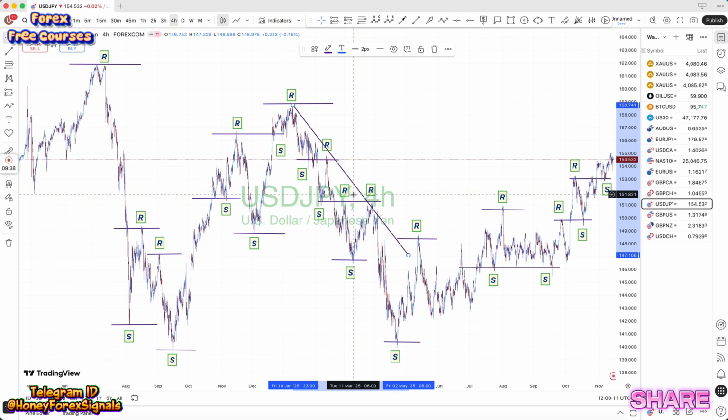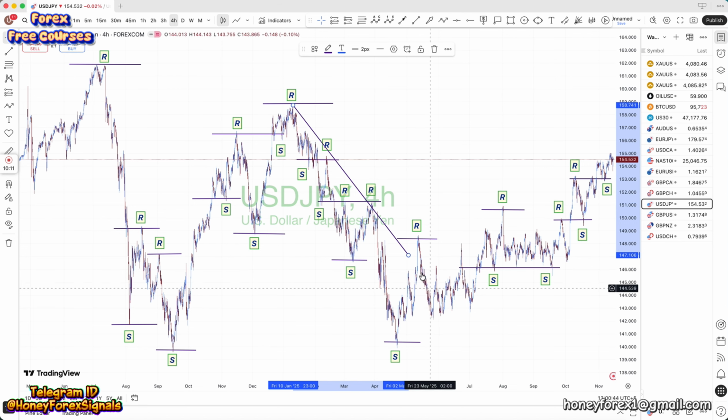Resistance, but remember, this resistance and support is marked on the major chart. We don't apply support resistance SNR on a small chart, because mostly 80% will fail. But if we draw SNR on a major chart, it will mostly not fail.